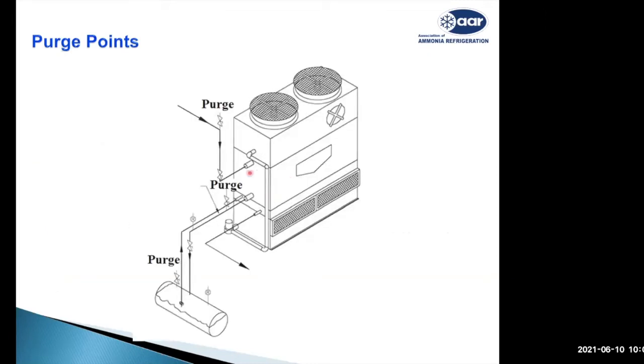You can see here, this is a purge point which is provided for manual purging, and this is a purge point provided for automatic purging. And then you can have multiple purge points. Here, for this condenser that has two outlets, it has shown one common purge point also. Remember, this is to be used for manual purging operation, and this is to be used for automatic purging operation.